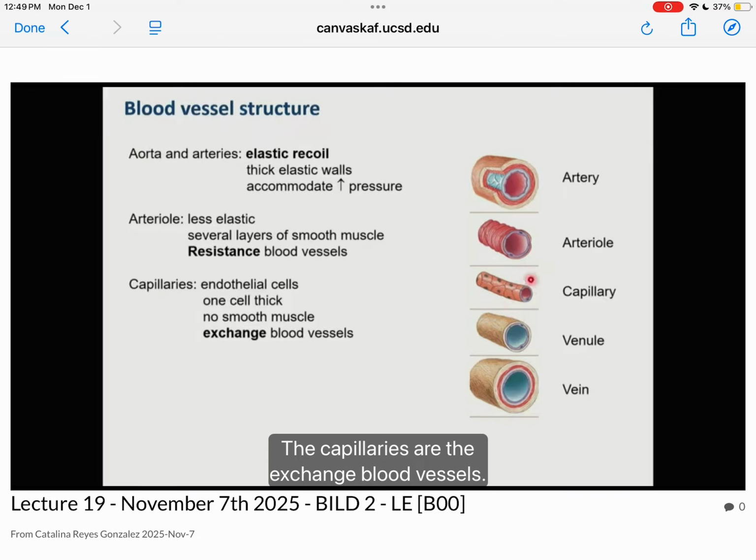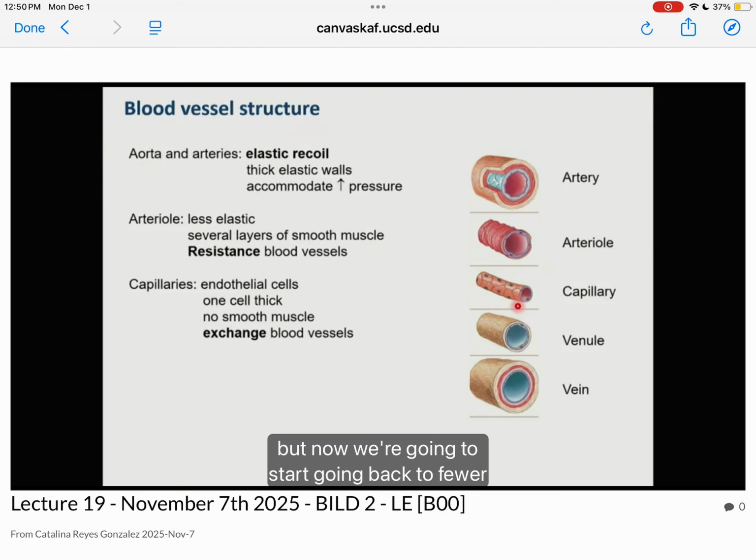The capillaries are the exchange blood vessels. Remember, they don't have any elastin fibers. They don't have any smooth muscle. They're just made of the tunica intima, only one cell layer thick, so that we can exchange materials like oxygen, CO2, hormones, nutrients, metabolites, etc., through the walls of those capillaries. Makes diffusion happen effectively. And so far, we've gone from one aorta to several arteries to hundreds of arterioles to thousands, 100,000 capillaries. So it's a divergent pattern.